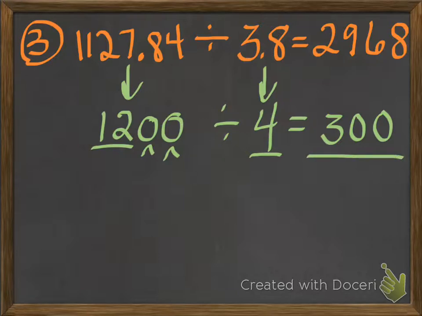Okay, so where could I put the decimal point in my numbers up here? Where would the decimal point go that equals close to 300? We'll go right here, between the 6 and the 8. Okay, number 4.